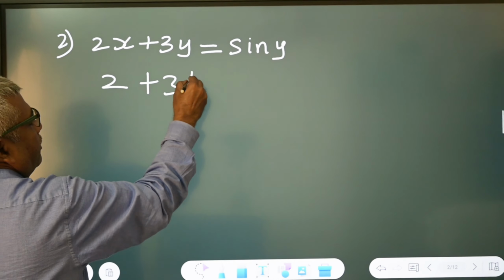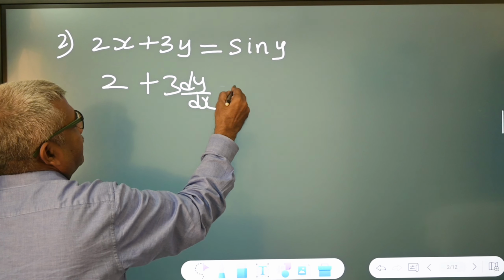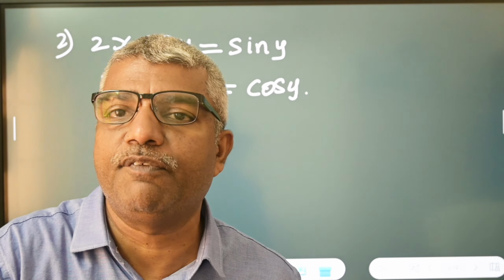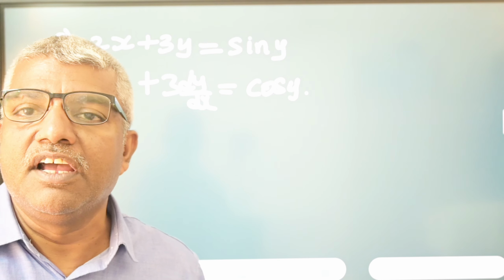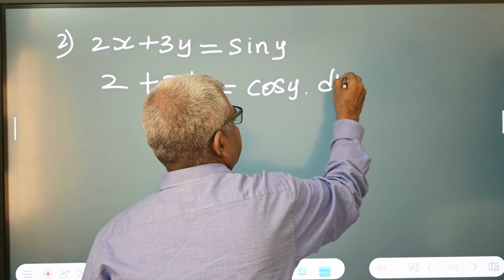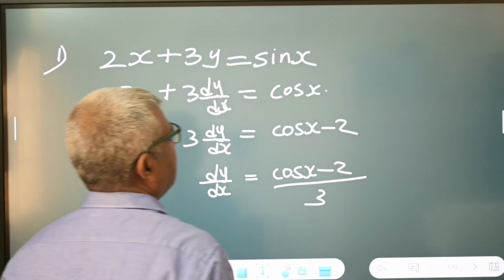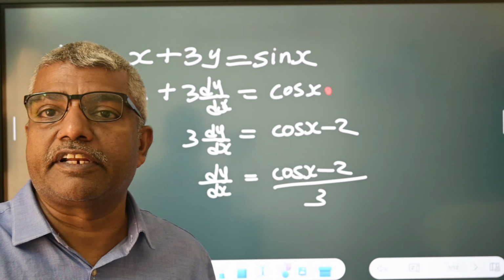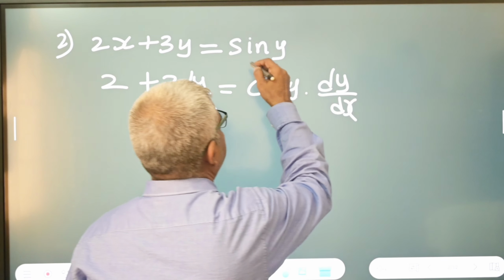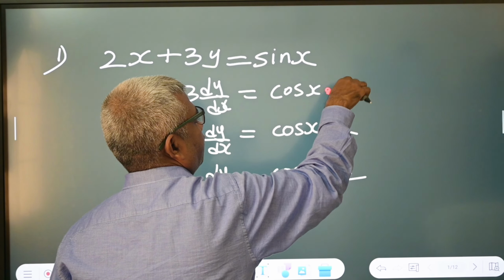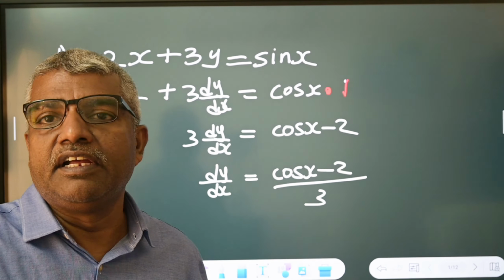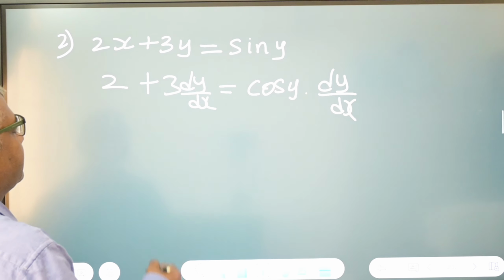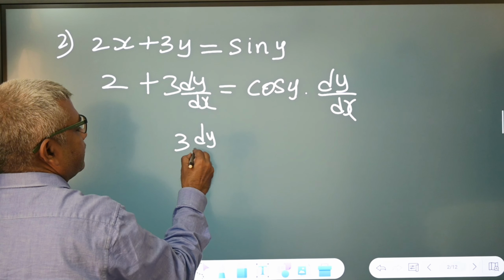Same sum, but 3 dy by dx. Sin y, if we differentiate, cos y. Then in the previous sum sin x, if we differentiate, cos x. But here sin y is cos y dy by dx. Here we stopped because it is differentiation with respect to x. x, if we differentiate, 1 only. It is dx by dx, it is 1 only. But here dy by dx, same, 3 dy by dx.